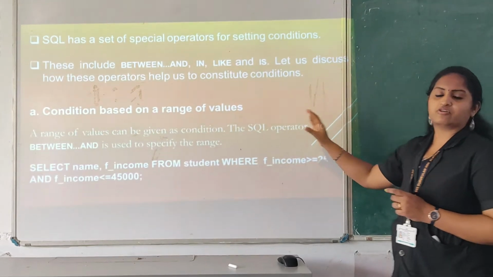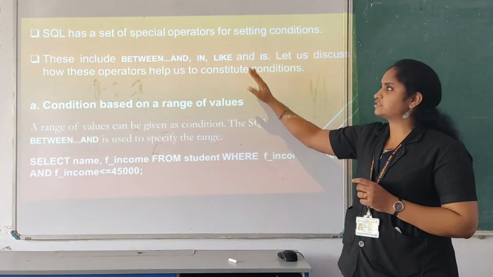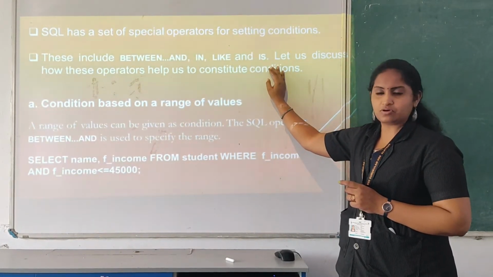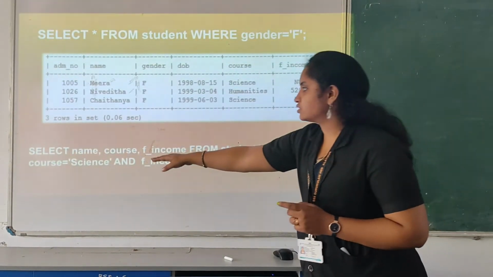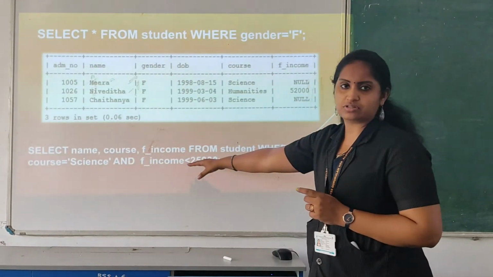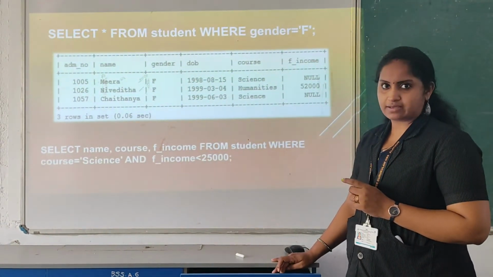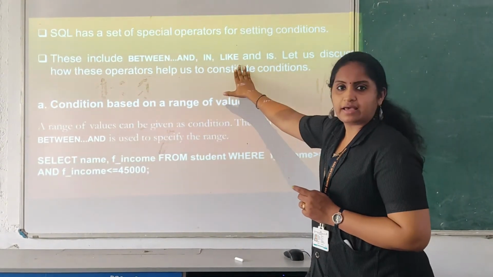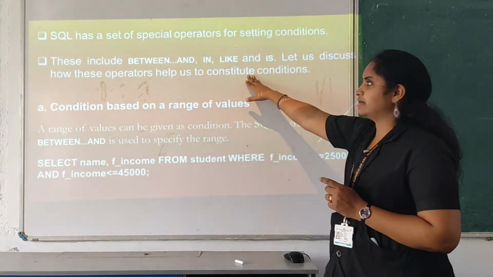Next, SQL has a set of special operators. For a particular keyword you can use these operators, that means between, and, in, like. Here you can see student where course science and we are using the word and. So like this you can use between, like. These are the special operators we are using in the SQL queries, that is and, in, and like.